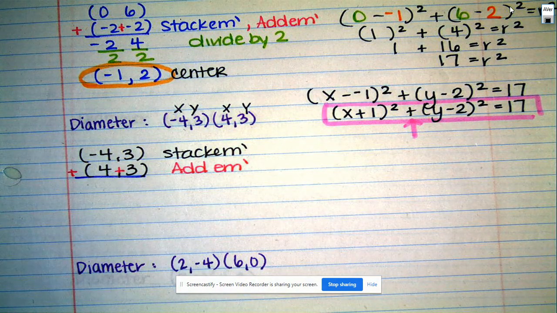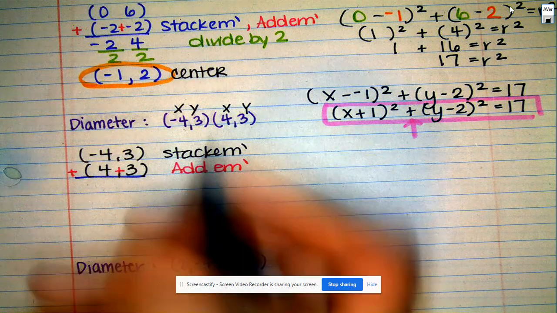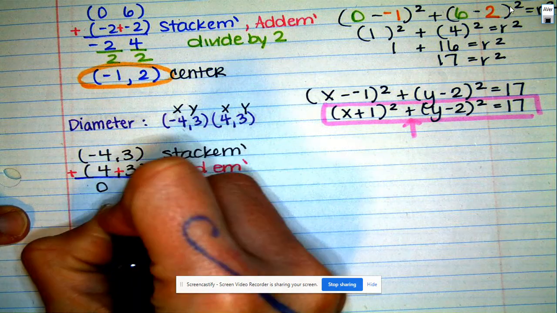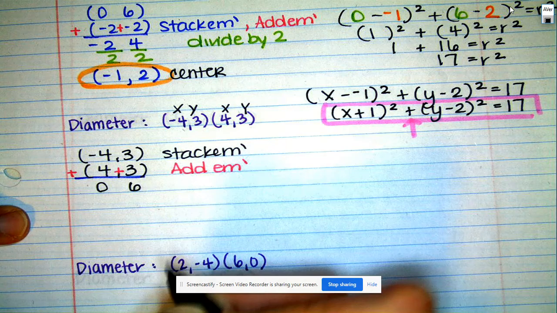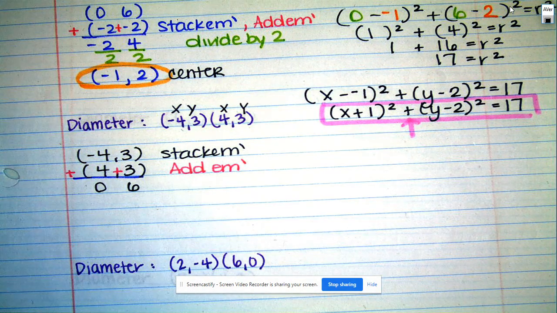All right, so negative 4 plus 4 is going to give us a 0. 3 plus 3 is going to give me 6. So stack them, add them, and then beautifully divide by 2.